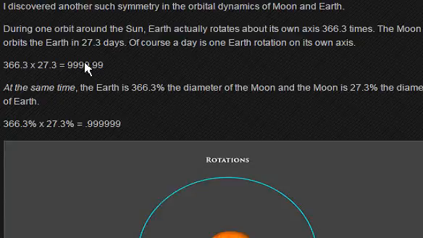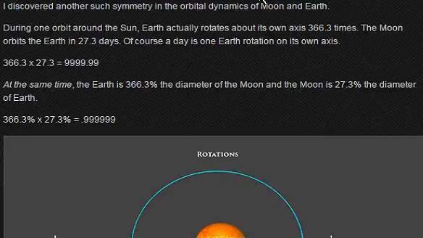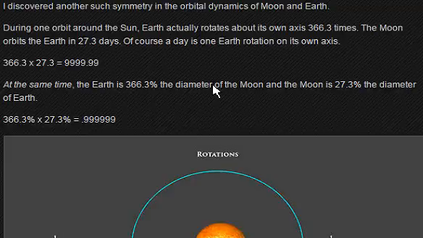Okay, now I will continue. At the same time, the Earth is 366.3% the diameter of the Moon, and the Moon is 27.3% the diameter of Earth. Okay, if this is not fascinating and incredible to you, then I do not know what is incredible to you in your life. Okay, I'm just kidding a little.